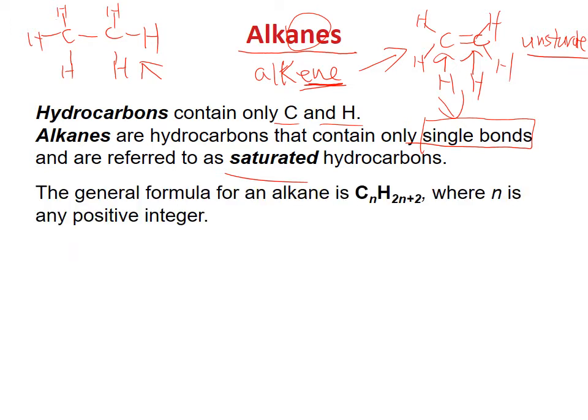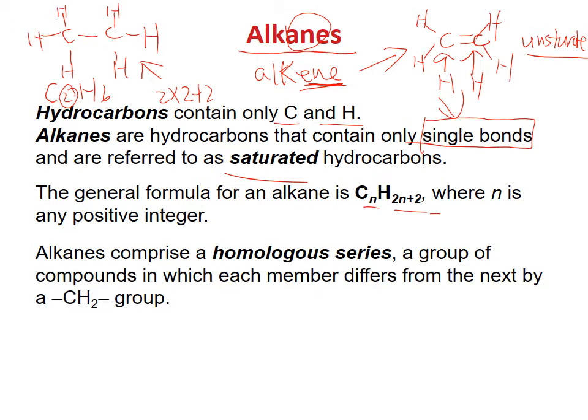The general formula for an alkane is CnH2n+2. So in this case, the formula is C2H6. And in this case, n is 2. So 2 times n, which is 2, plus 2, and that gives you 6.